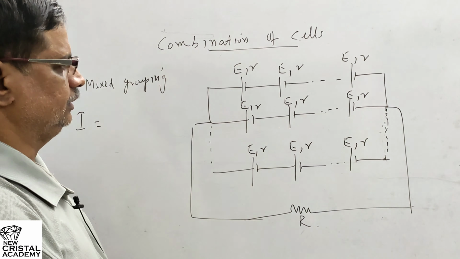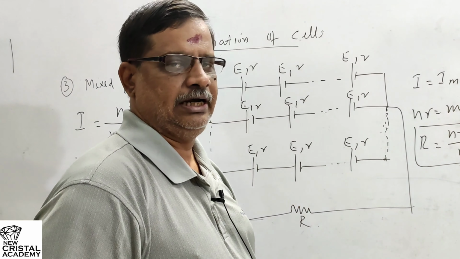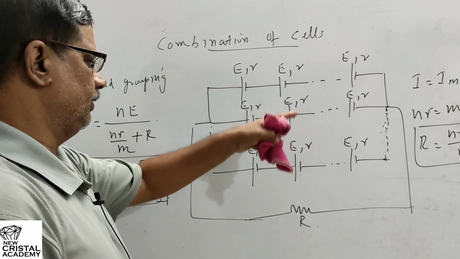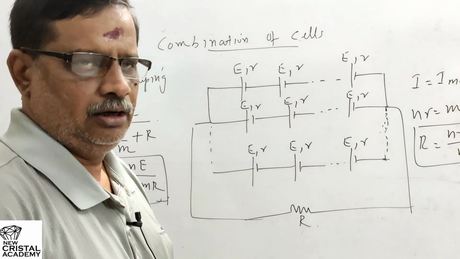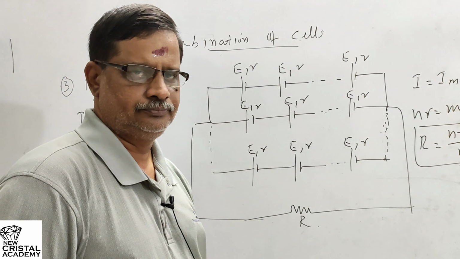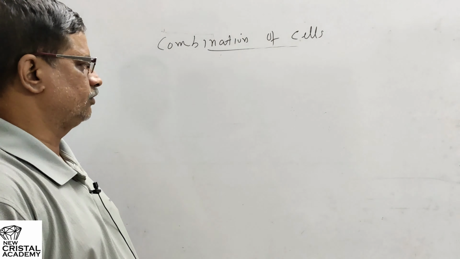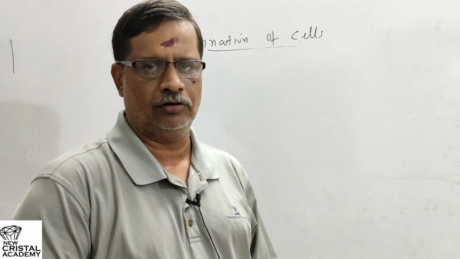Now the current will be maximum. You will get maximum current, I equal to I max, when nr equal to mR, or R equal to nr divided by m. This is the condition for obtaining maximum current from the mixed grouping of cells. So external resistance should be equal to effective internal resistance. Then this combination will send maximum current through the resistor. Clear? So we have seen the series combination, parallel combination, mixed grouping of cells.